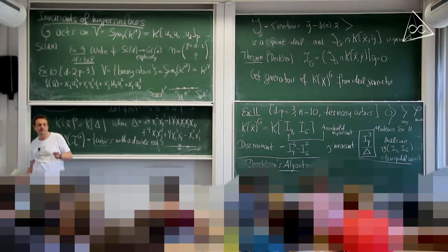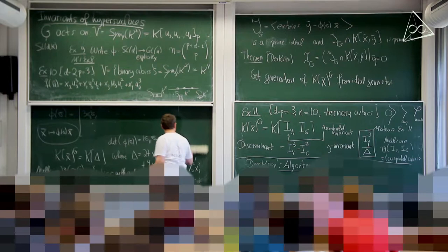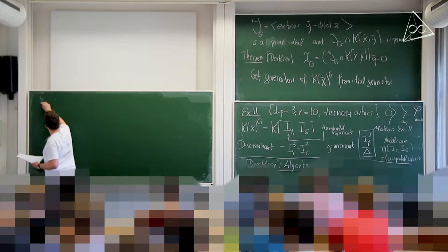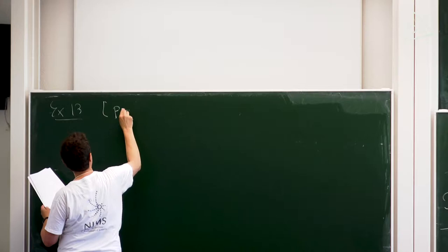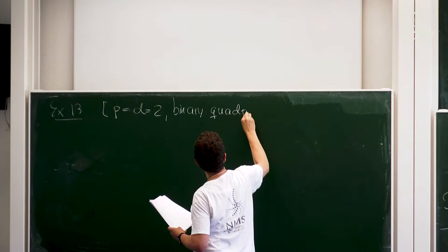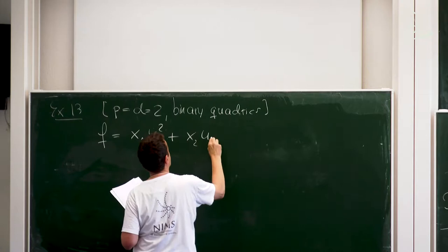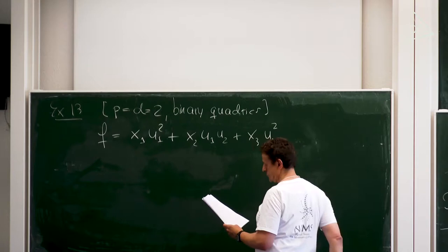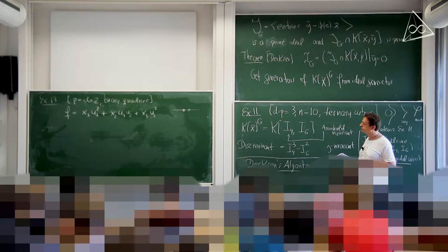So let me show this algorithm in one example. I'm going to show you two examples, and then we'll be done. Okay, let's do this in a very simple example, just to see how this goes. So let's say p equals d equals 2. So these are binary quadrics. Okay, so these are two points on the line. So f is x1 u1 squared plus x2 u1 u2 plus x3 u2 squared. So I'm interested in the geometry of quadratic hypersurfaces in P1, two points on the line. Calabi-Yau zero-folds to some people.